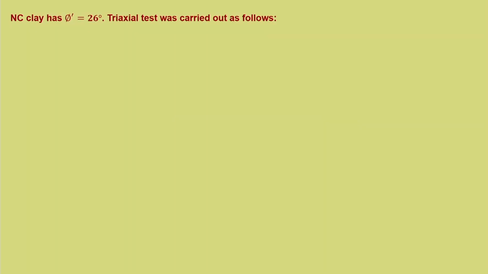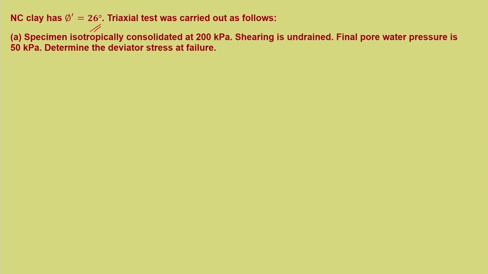Another problem: a normally consolidated clay has phi dash equal to 26 degrees. A triaxial test was carried out as follows. We are discussing three different cases. The first case: the specimen is isotropically consolidated at 200 kilopascal. Shearing is conducted undrained. The final pore water pressure is 50 kilopascal. Find the deviatoric stress at failure.